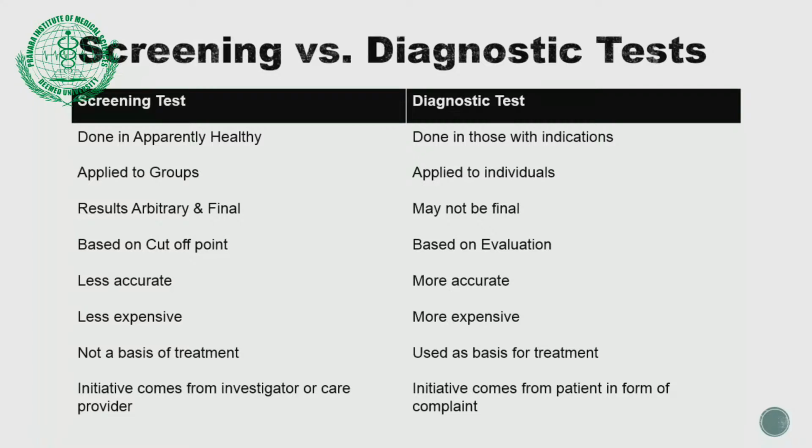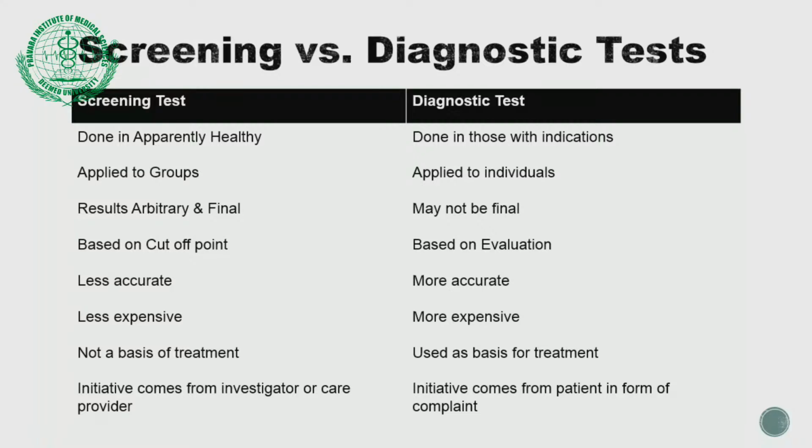A screening test, as we have defined it, is conducted in an apparently healthy individual or group of individuals, whereas a diagnostic test is usually done in those people in whom there are indications for doing that diagnostic test. Screening test is applied to groups usually, but not necessarily, whereas diagnostic test is most often applied to individuals. Now the result of a screening test is either positive or negative. That is, we screen the person as positive for certain condition or as negative for certain condition.